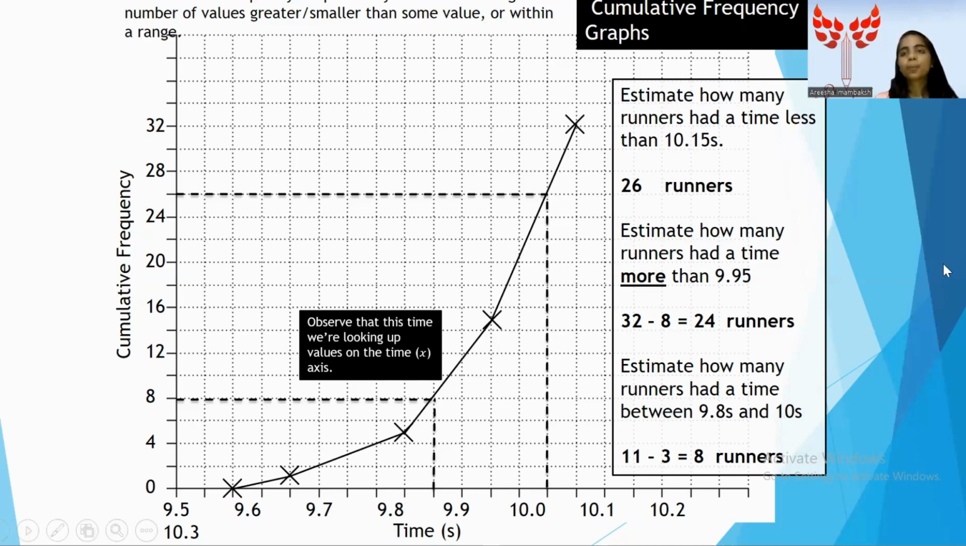So this was for the cumulative frequency curve, and in the next video we will be discussing one other type of graph. Okay.